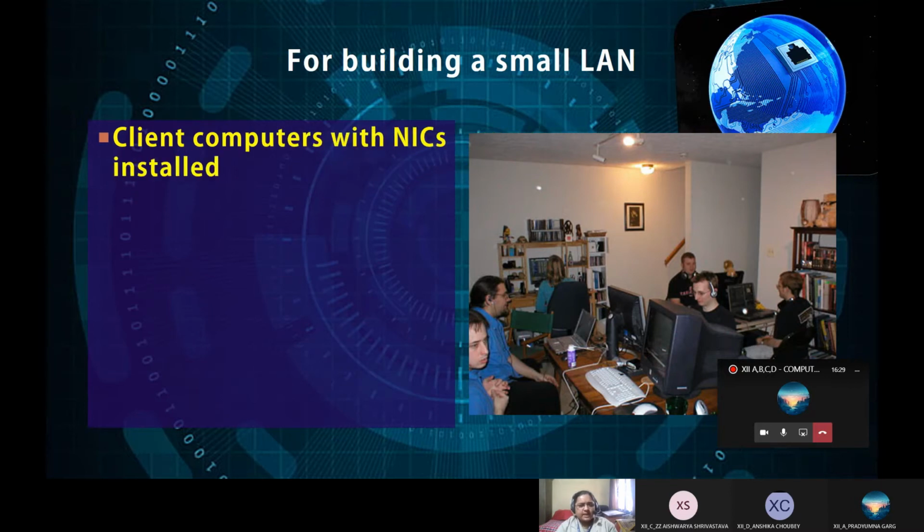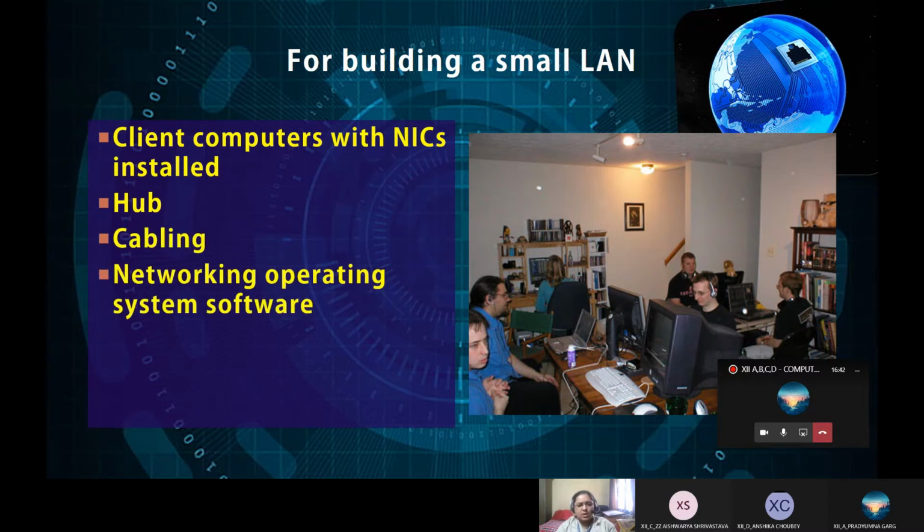Client computers with NICs installed. Of course, we need client computers with Ethernet card or LAN card installed. We need a hub. We need cabling. We need networking operating system software. If your software is capable of handling systems in a network, that is also fine. So this is the minimal requirement needed for building up a small LAN.